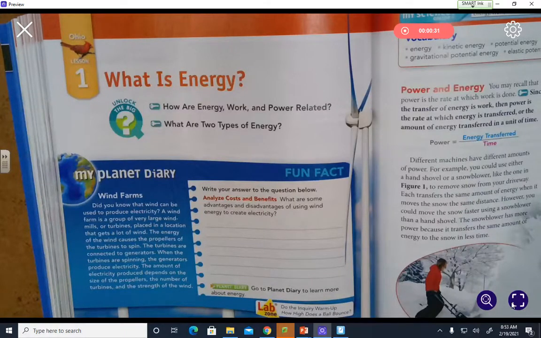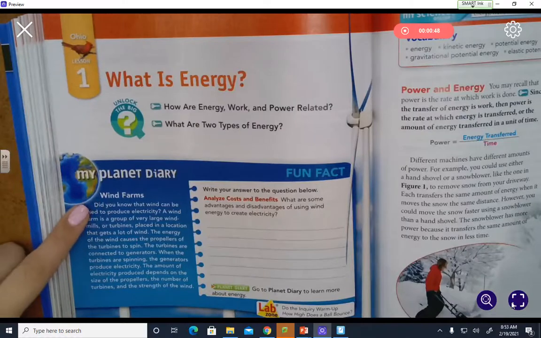Grab a highlighter, grab a pencil, because we are going to read in our books, highlight some information, and answer some questions. We always start out with the My Planet Diary. So let's start out there with some wind farms.